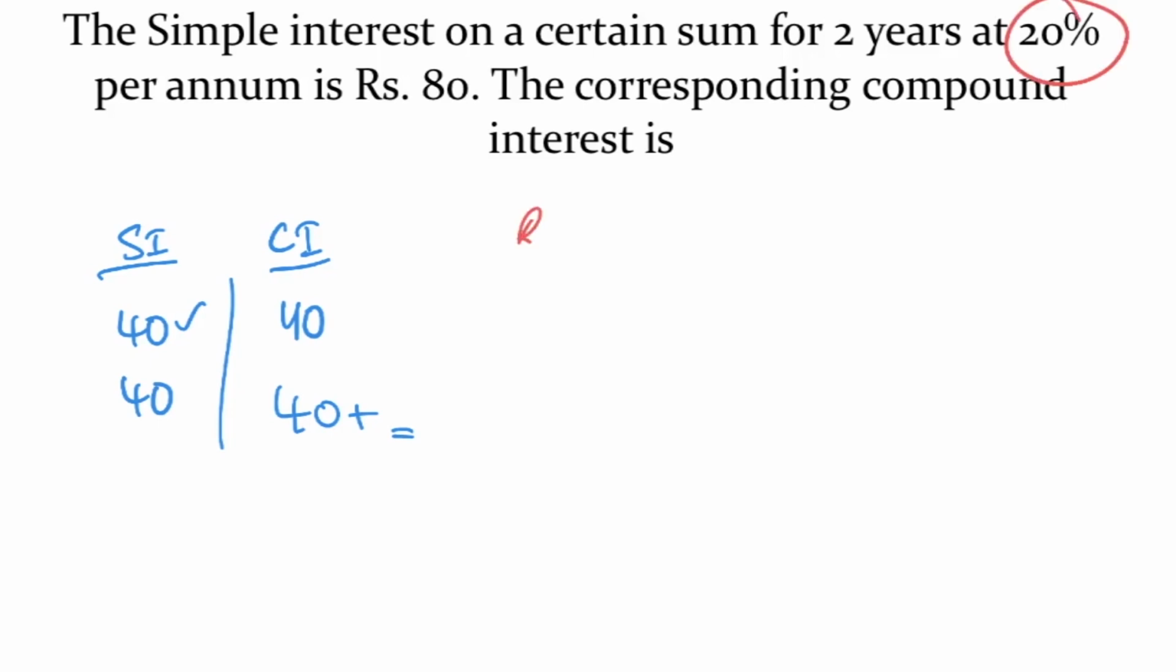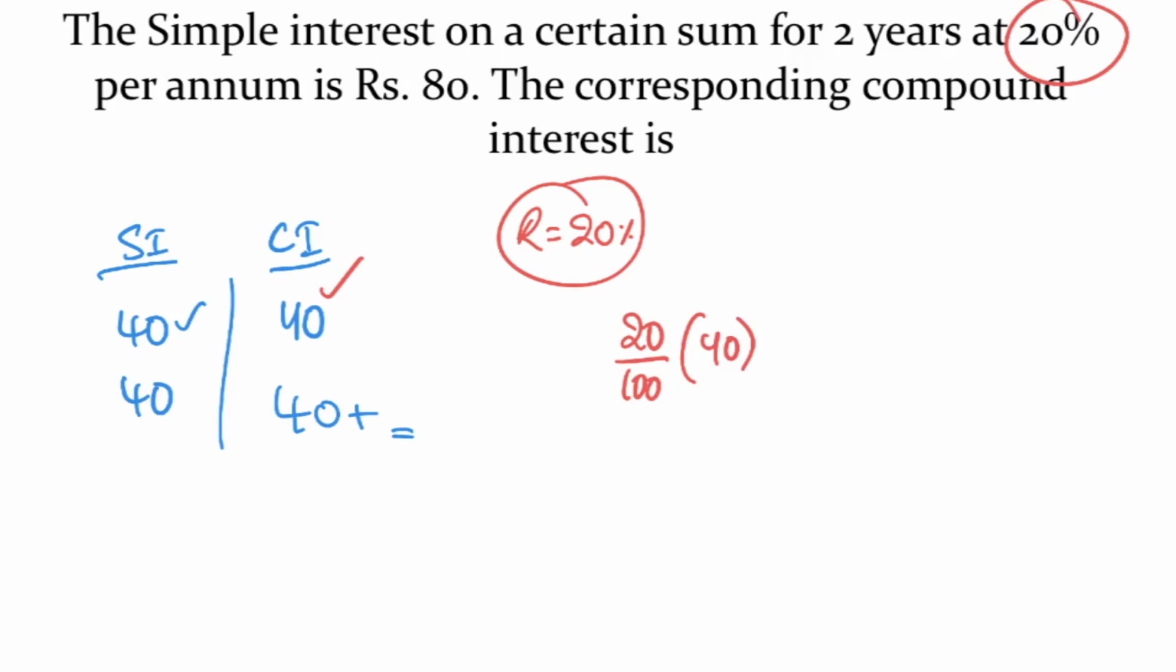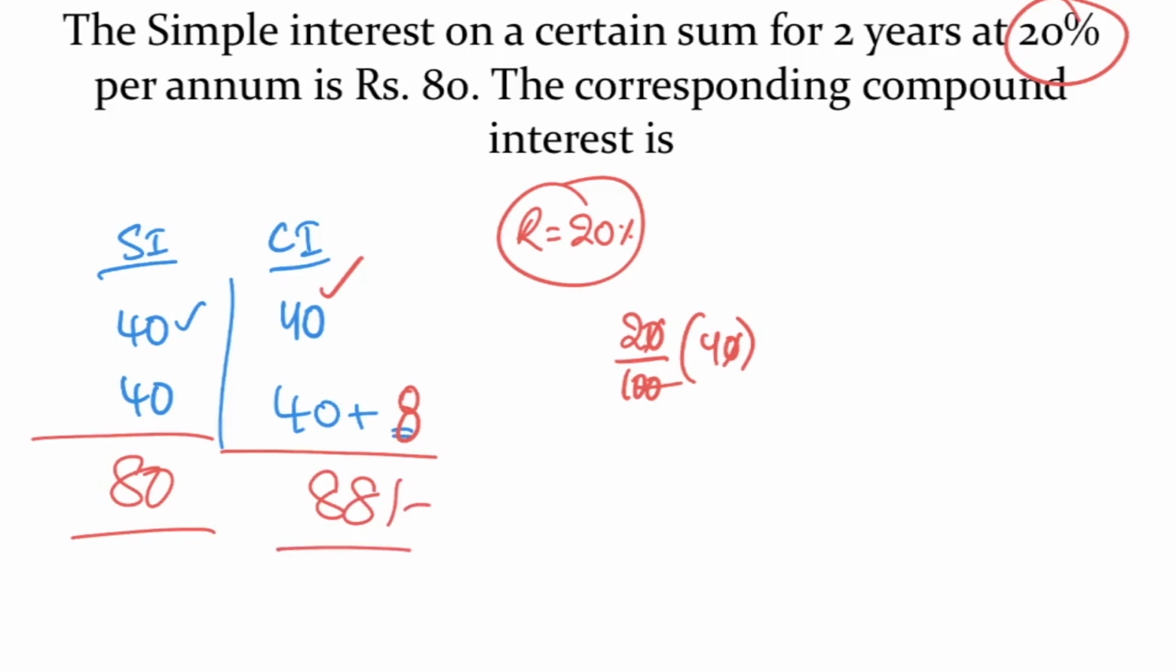That extra value is 20%. The given rate of interest is 20%. That extra value is 20% of the first year interest. 20 by 100 out of 40. Two zeros cancel, 8 rupees extra. So if simple interest is 80 rupees, under the same conditions compound interest is 88 rupees. Answer is 88.